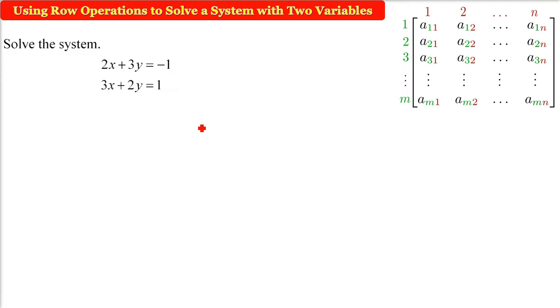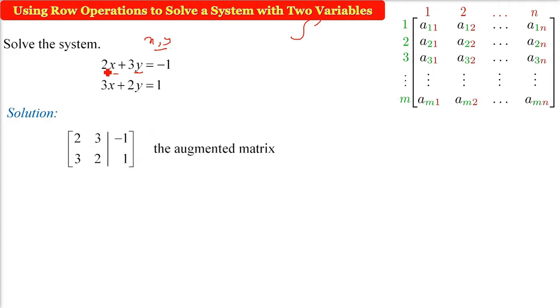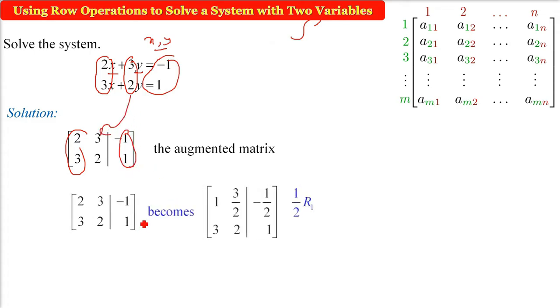We'll take an example of two variables. So we are using row operations to solve a system with two variables, x and y. Essentially you have to find the value of x and y, but not by the traditional method. We will use the method of Gaussian elimination, or you can say Gauss-Jordan. First thing, you have to make an augmented matrix. So 2 and 3 are the coefficients of x, 3 and 2 are the coefficients of y. Then the constants are negative 1 and 1, and they are separated by a line. This is our augmented matrix.